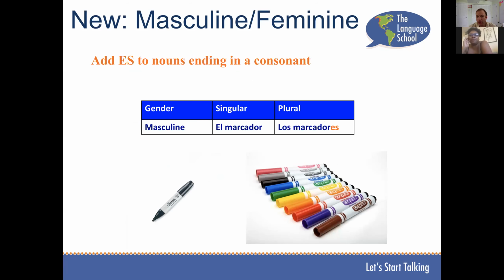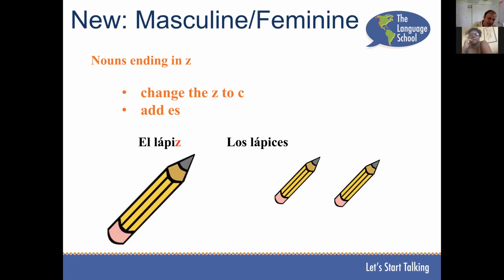El marcador, los marcadores. We're just giving you another example of how you can add an es to make things plural if they end with consonants. And then just one tiny little thing. Words that end with z have a special little rule when it comes to spelling. To make this plural, you have to change the z to a c, and then you add an es. El lápiz, los lápices.